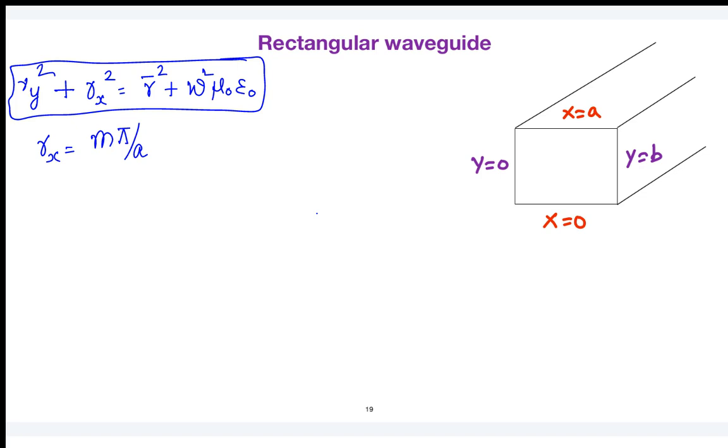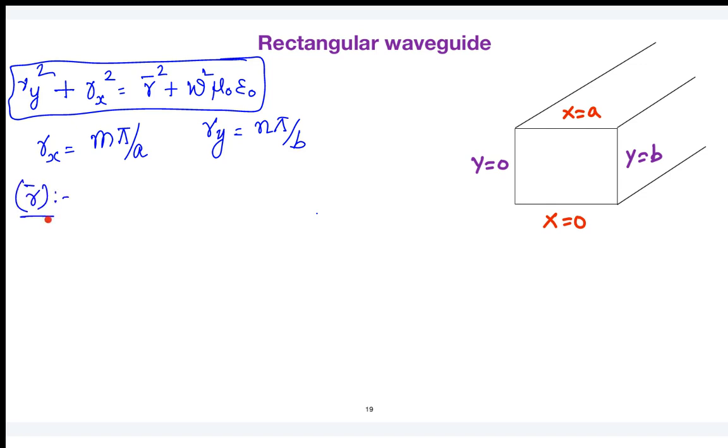Okay, fine. In the same way, what is the value of gamma y? You can reply. M pi by b, sir. Yeah, correct. You can say some integral multiple of pi by b. Now you know the value of gamma x and the value of gamma y, right? Ultimately, since the wave is propagating along the z-axis, the resultant propagation is what I have defined as gamma bar, right?